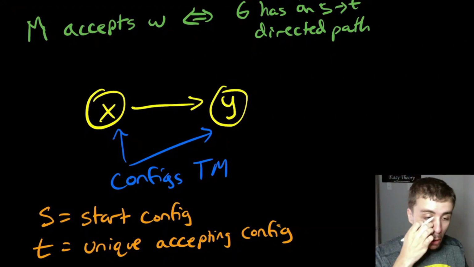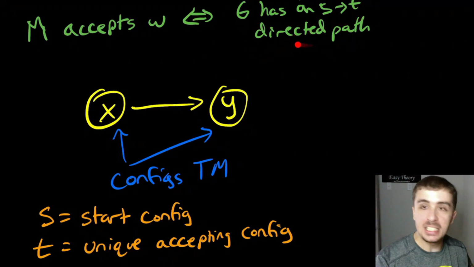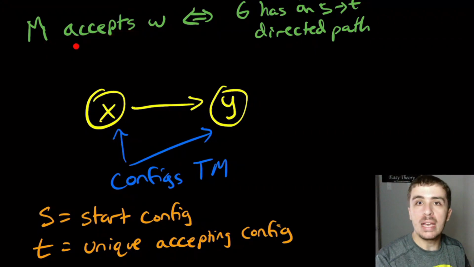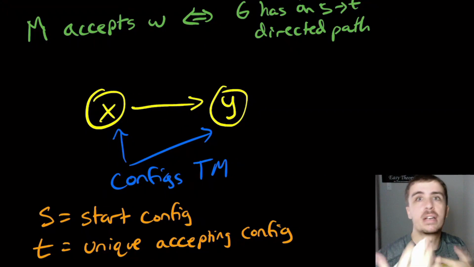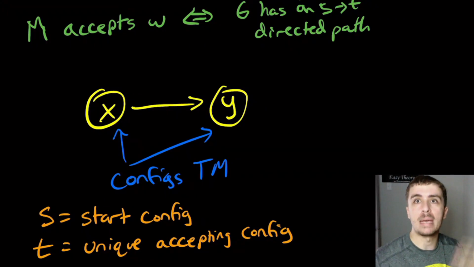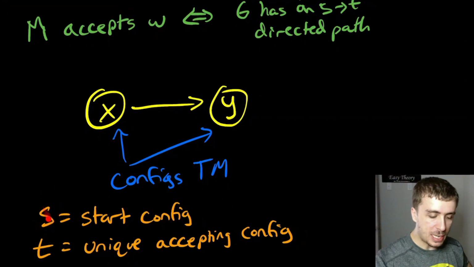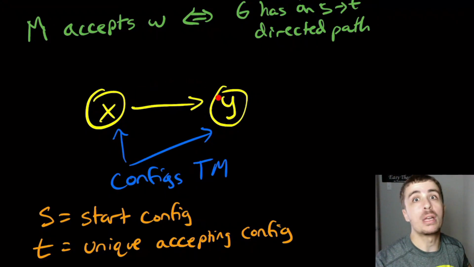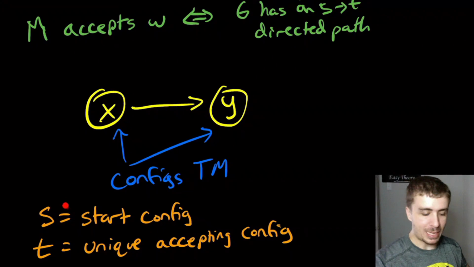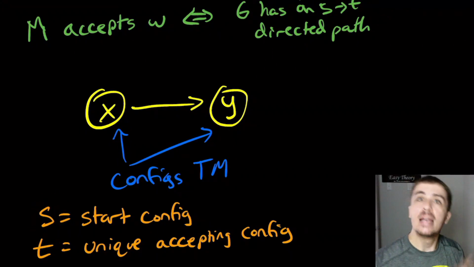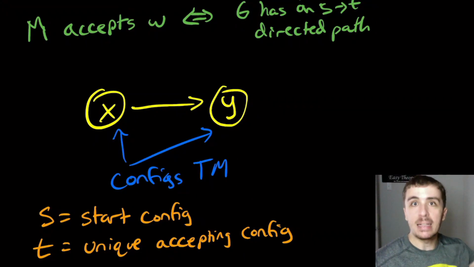And so now this graph here has an s-t directed path if and only if M accepts W. Because if M accepts W, then there's a sequence of configs, a set of choices that you can make in order to get from start to the accepting one. Well, that corresponds to getting from s to t because we're only making directed edges exactly when you can apply a transition in the first place. And if M does not accept W, that implies that there's no way to get from s to t. And therefore, we have shown that this is a valid reduction.